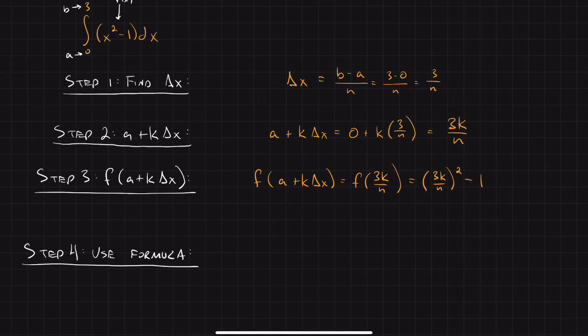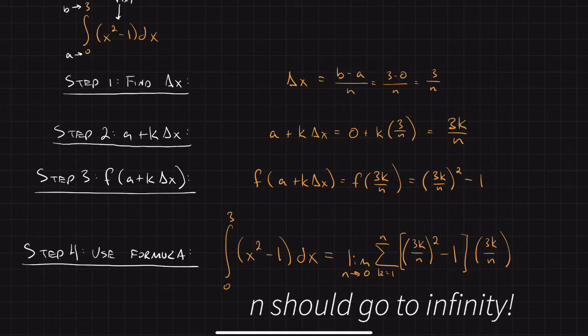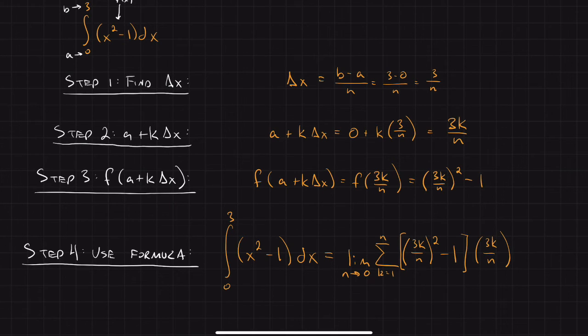Step 4, we just want to use the formula to bring everything together. So the definite integral that we started with, the integral from 0 to 3 of x squared minus 1 dx, would be equal to the limit as n goes to infinity of the sum from k equals 1 to n, and then we have a bracket with 3k over n squared minus 1 inside the bracket, and then outside the bracket is our delta x, 3 over n. Just follow these 4 steps every time, and you'll always be able to answer these problems.